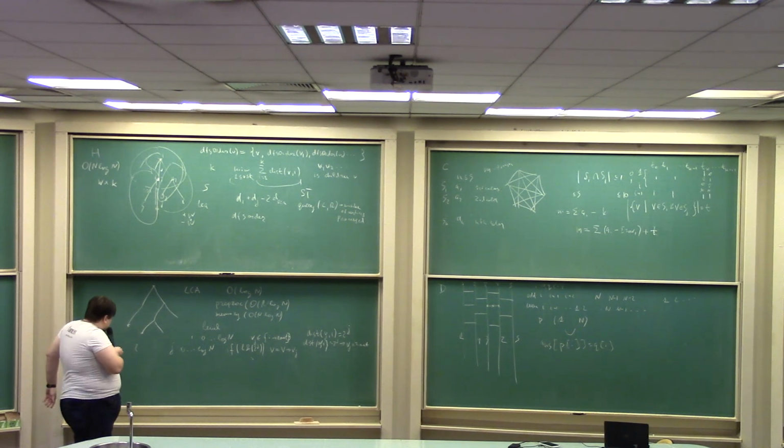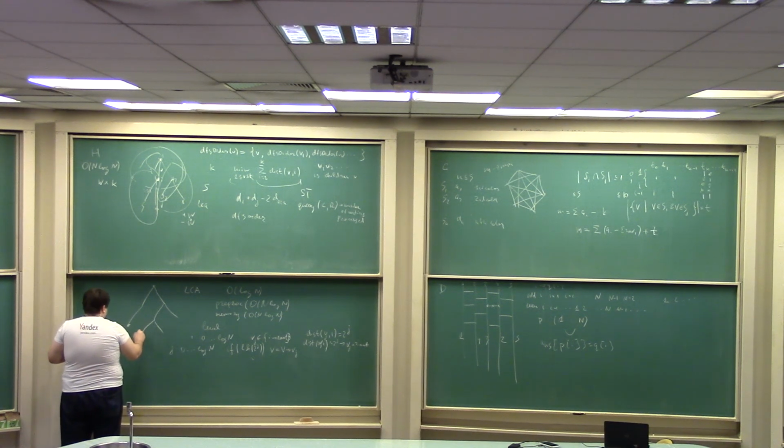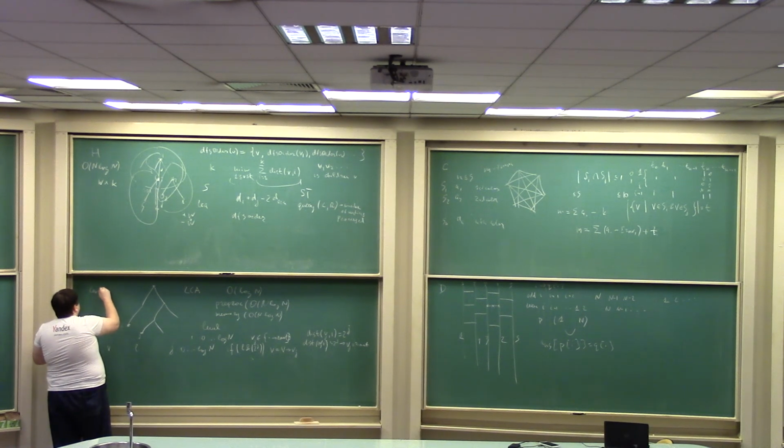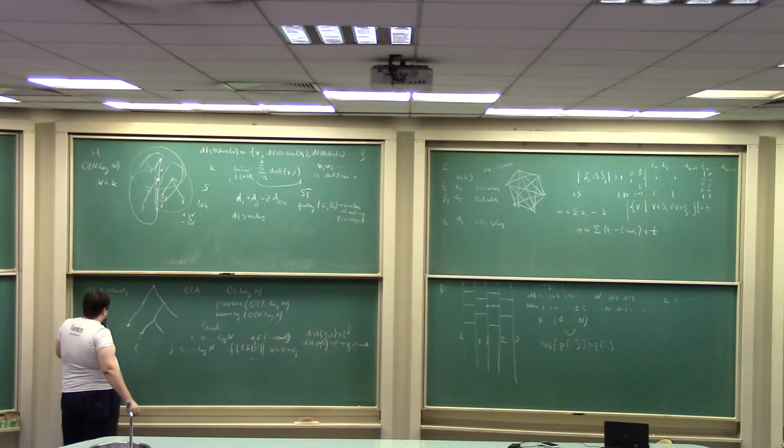Now, how do we find the LCA? Let's look at our vertices. Say vertex I and vertex J. Say the level of J is more than the level of I. Then we first advance vertex J so that they are on the same level.